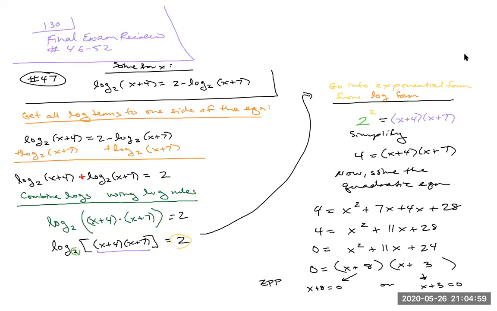Okay, let me save this. So what this basically is going to tell us, before I start erasing some things, x is going to be equal to -8, or x will be equal to -3.